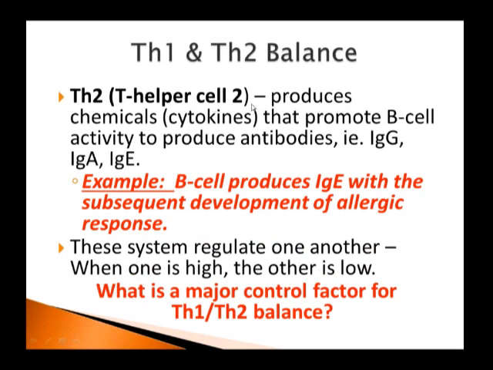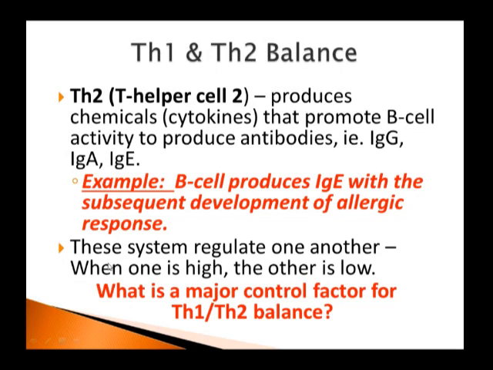Th2, on the other hand, is producing certain chemicals that are telling these B cells, hey, we need more antibodies. We need more IgG, or we need more IgA, or we need more IgE. So when a B cell produces an IgE chemical, that's what's giving us that typical allergic response, the itchy eyes, the runny nose, the cough, or reactions on the skin. Okay?